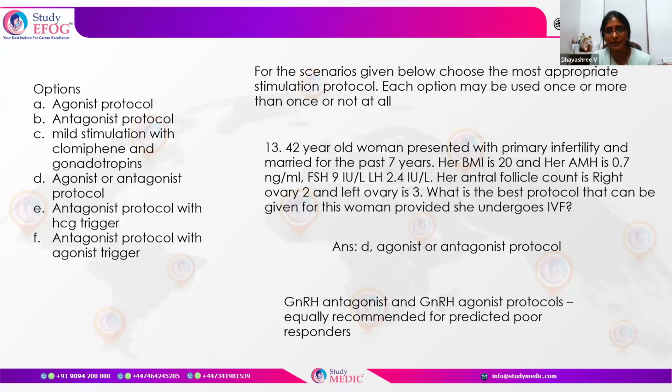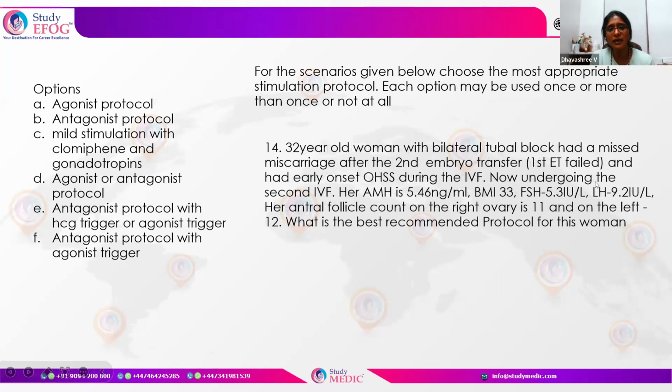So coming to the next question. This is the most appropriate stimulation protocol which we will have to choose. A 32-year-old woman with bilateral tubal block had a miscarriage after the second embryo transfer. The first ET failed. So she has had 2 embryo transfers and it was all for tubal factor. Okay, so she has undergone a previous IVF and had an early onset OHSS during the previous cycle. So it means she is at risk of developing OHSS. So she is of young age and now she is going through a second IVF.